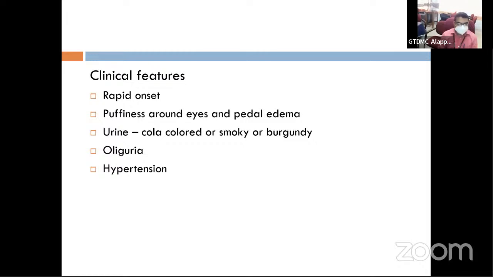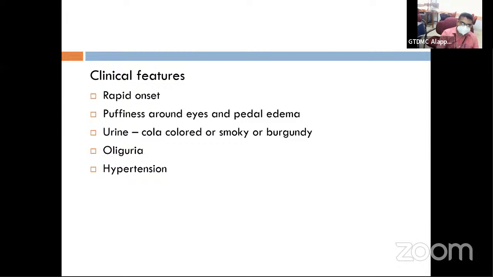And oliguria, reduced urine output, is characteristic of glomerulonephritis. Oliguria is not seen in nephrotic syndrome, which is the immediate differential diagnosis of a renal edema. So in nephrotic syndrome, there will not be oliguria. And hypertension can present with symptoms like headache, vomiting, and other features of raised intracranial tension. They can even present with hypertensive encephalopathy, like altered sensorium, convulsions, and coma.